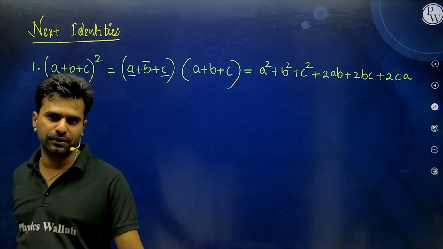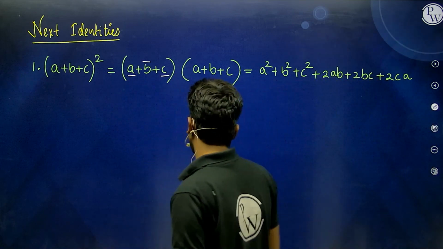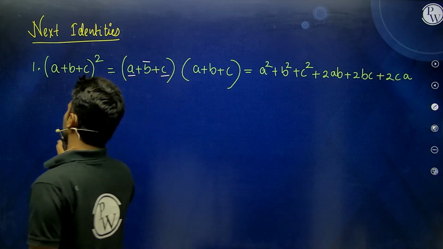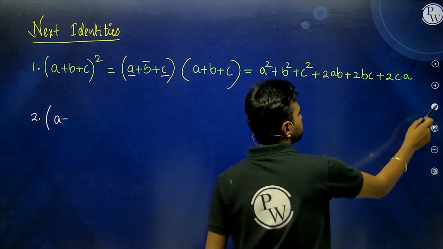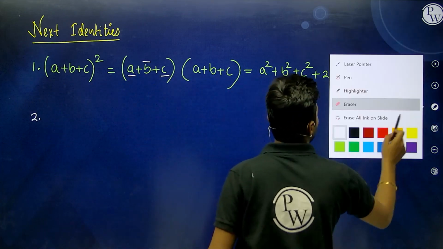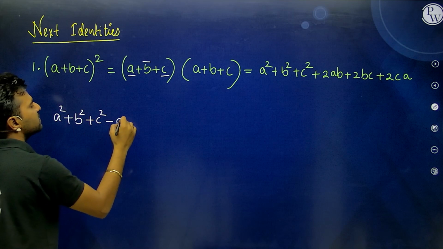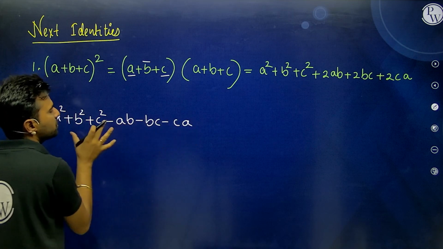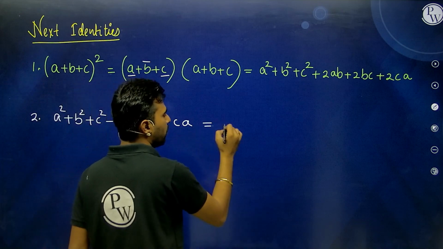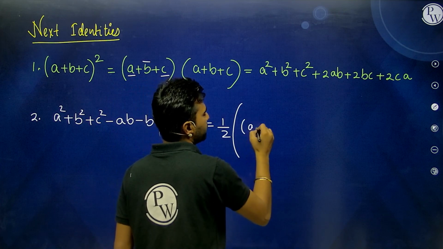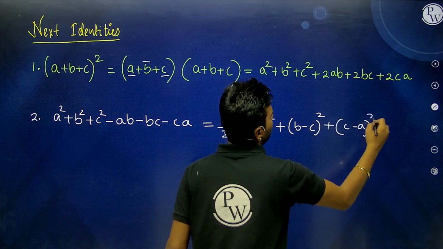Okay, so we must remember this, even though most of you guys will already be familiar with this particular thing. So you must remember this, number one. Number two is this, a minus b, or let me write it like this, a square plus b square plus c square minus ab minus bc minus ca. Look, this thing and that thing are different. Yes, okay. This thing is equal to half times of a minus b to the whole power 2 plus b minus c to the whole power 2 plus c minus a to the whole power 2.